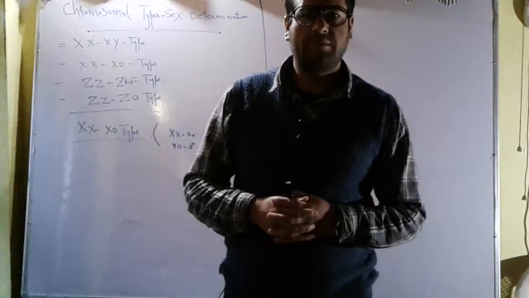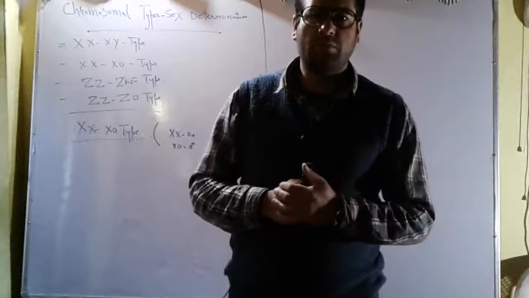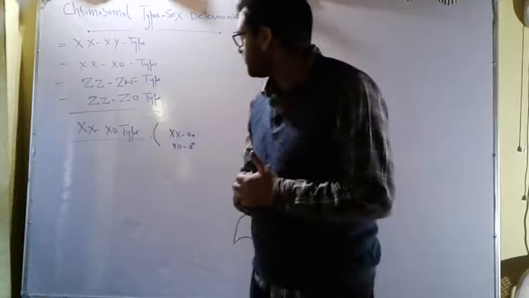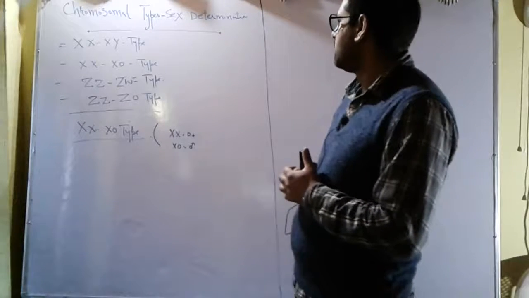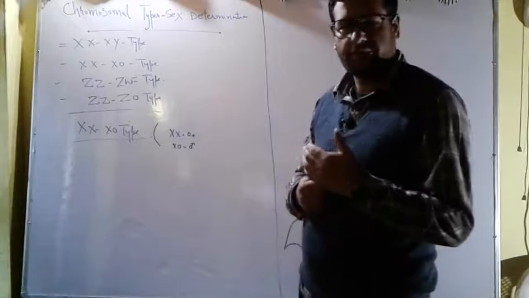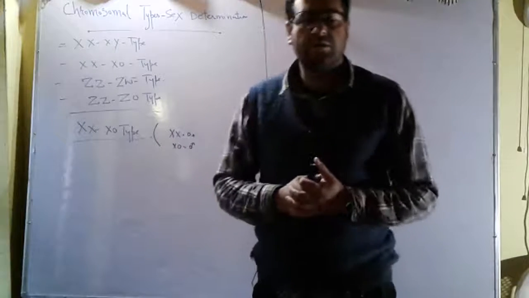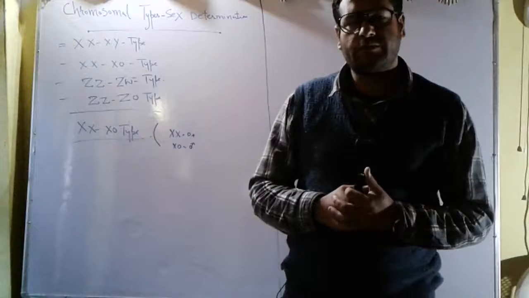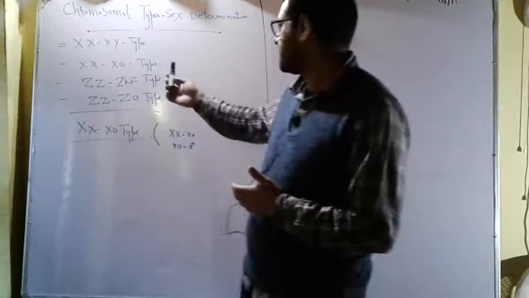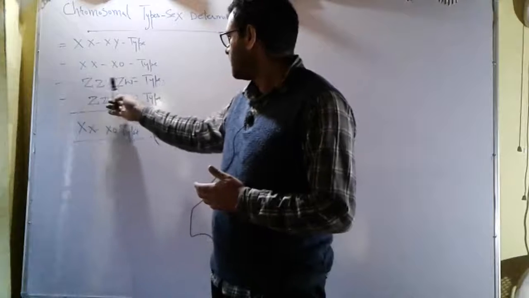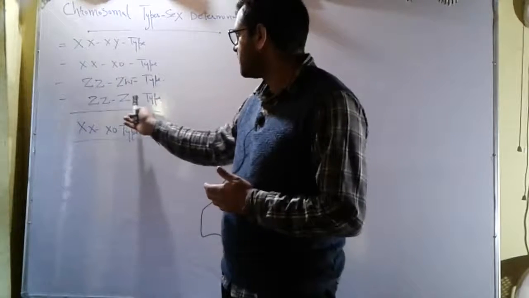Today we will talk about the types of chromosomal determination of sex. So chromosomal determination of sex, what are its various types? As we have already discussed the XX-XY type, the other types are XX-X0 type, ZZ-ZW type and ZZ-Z0 type.